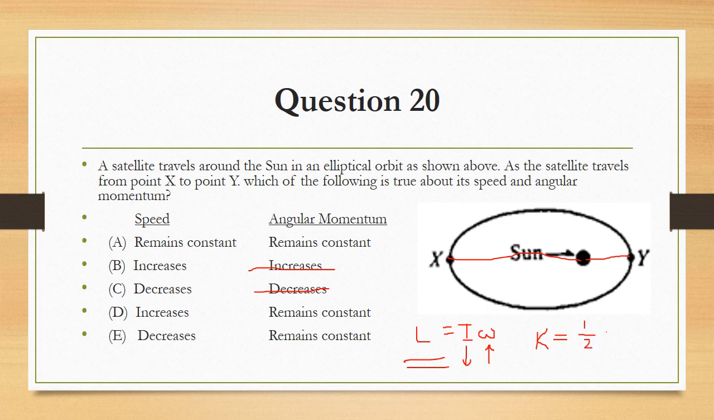So if I goes down and omega goes up proportionately, what does that do to the kinetic energy? It increases it because, oops, I forgot the I in the energy formula is to the first power and omega is to the second power, and therefore omega has a larger impact on kinetic energy than does rotational inertia. So the answer is D.